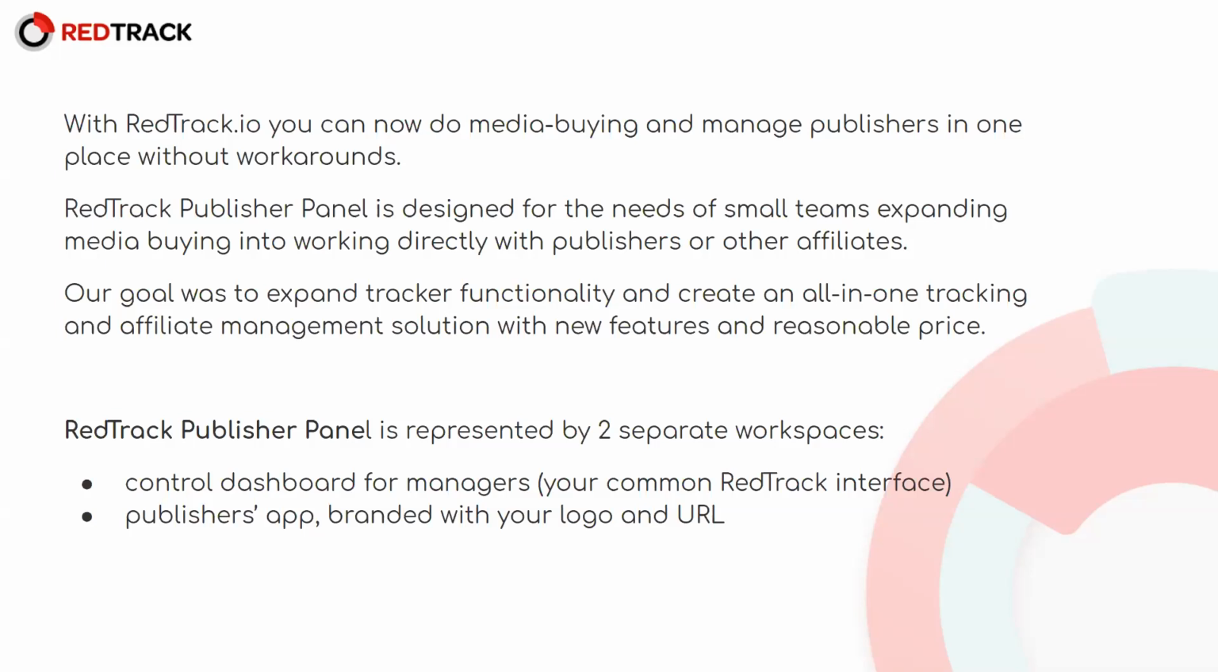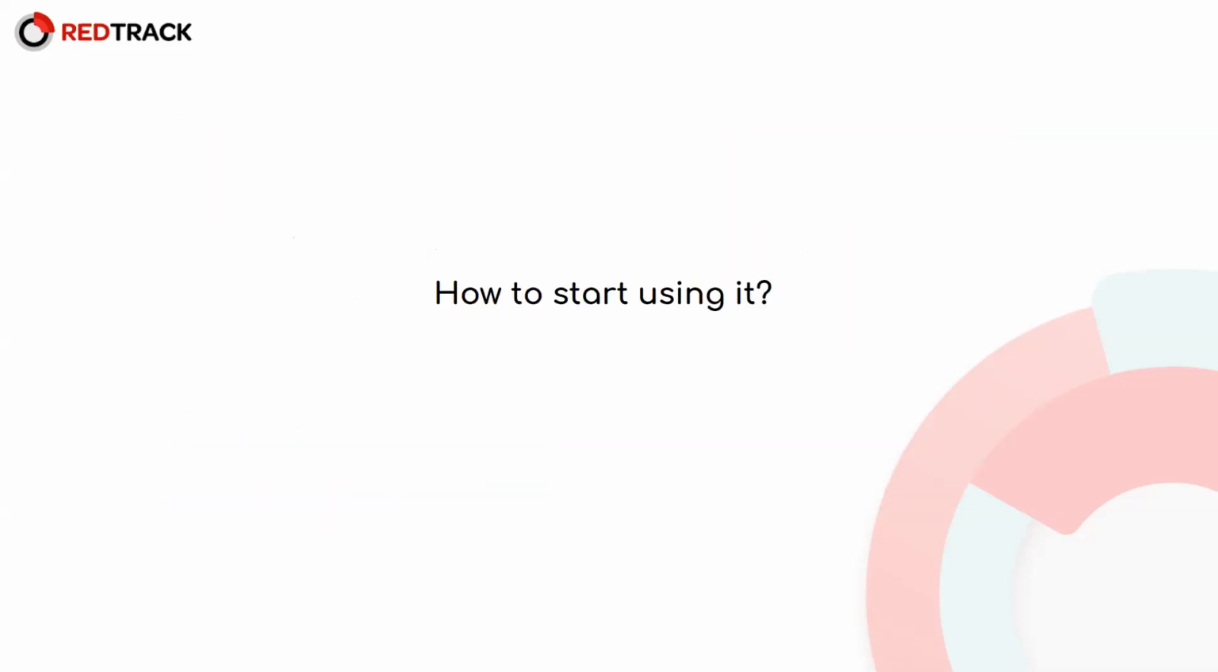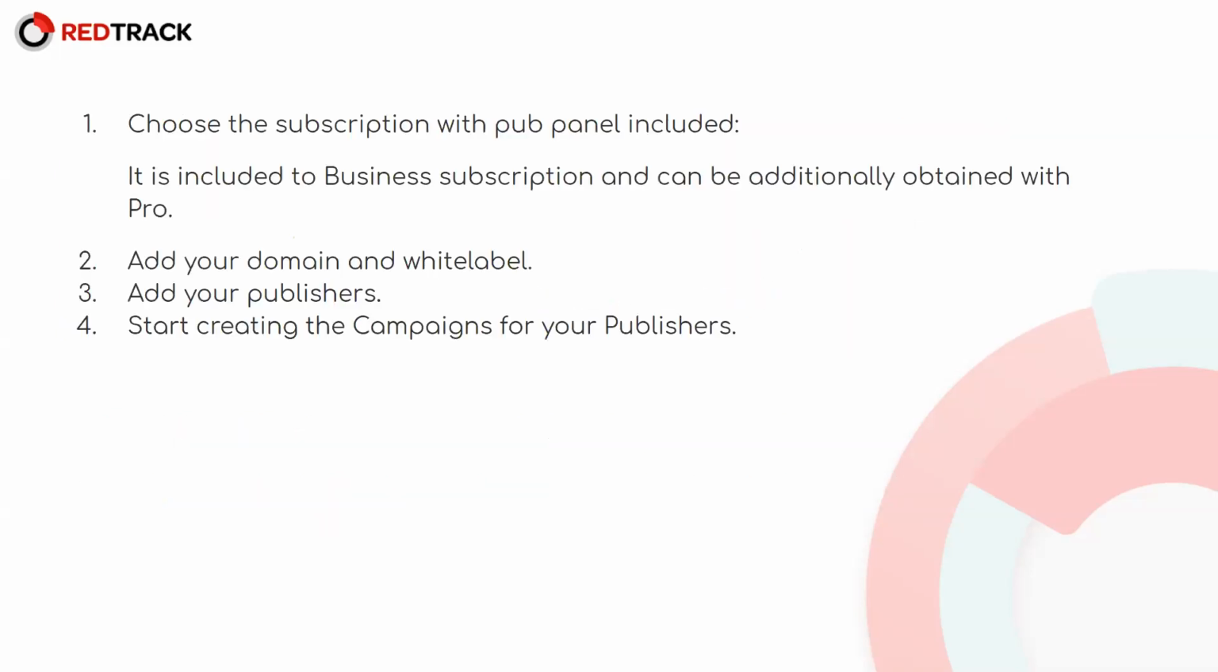RedTrack Publisher Panel is represented by two separate workspaces. The first one is a control dashboard for managers. It is your RedTrack interface as you see it now, and a publisher's app branded with your logo and your URL. How to start using a Publisher Panel?